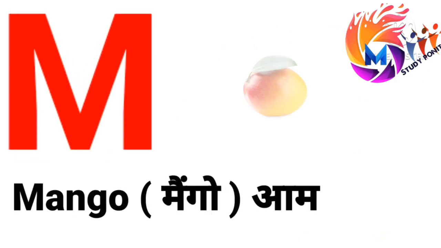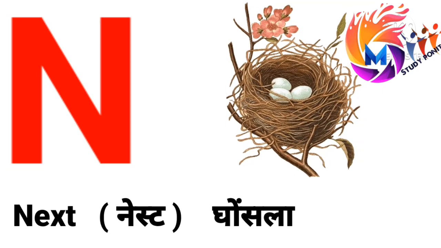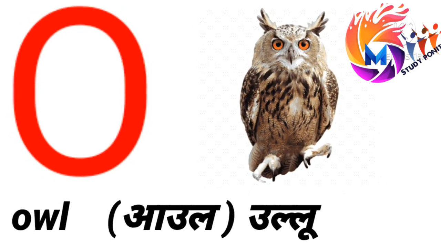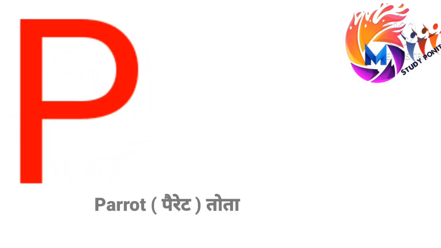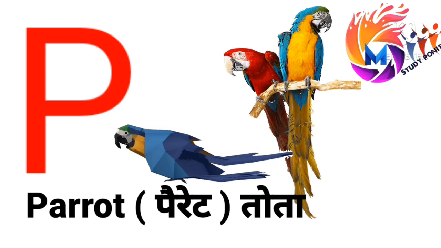M for mango, mango means aam. N for nest, nest means ghosla. O for owl, owl means ullu. P for parrot, parrot means tota.